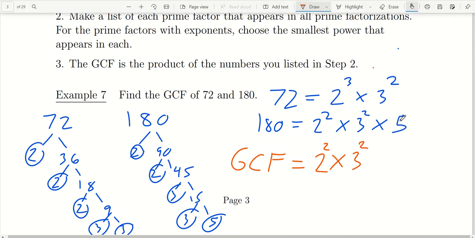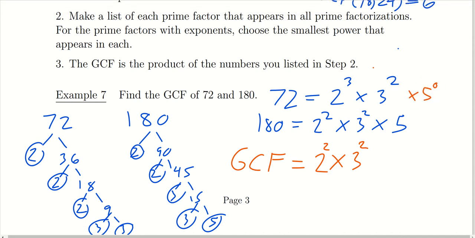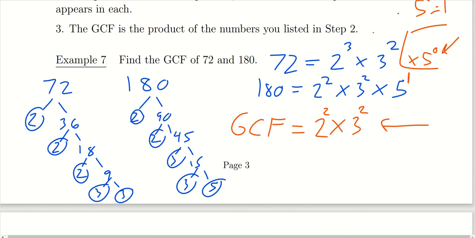And you can think of this in the same way with the factor of 5. The 72, which doesn't have any 5's in it, you can think of generically as having 5 to the 0 power. We'll talk about this, but anything to the 0 power is just 1. So you wouldn't ever really write this as a part of it, but you can think of that as having 0 5's. And then the question becomes, which one had the fewest 5's? The 180 has 1 5, the 72 has no 5's, and obviously 0 is the smaller amount, so we're not going to have any 5's in the GCF altogether.